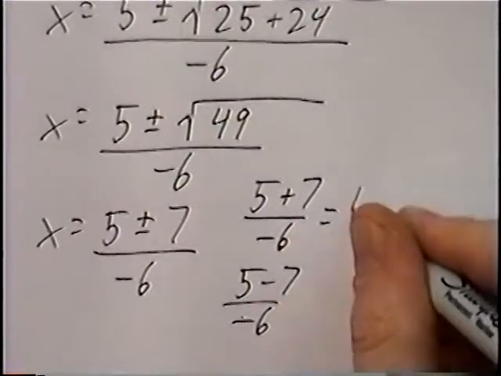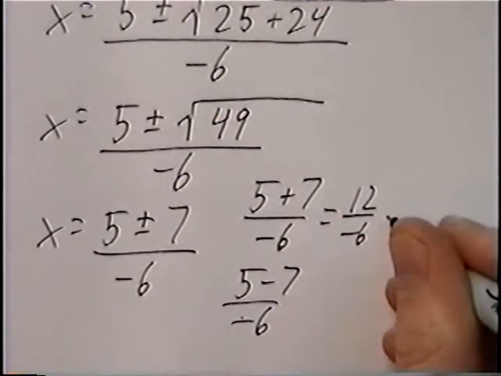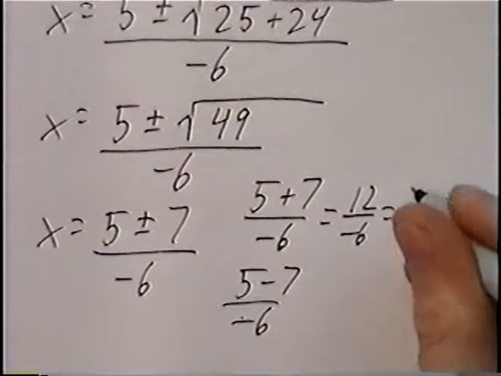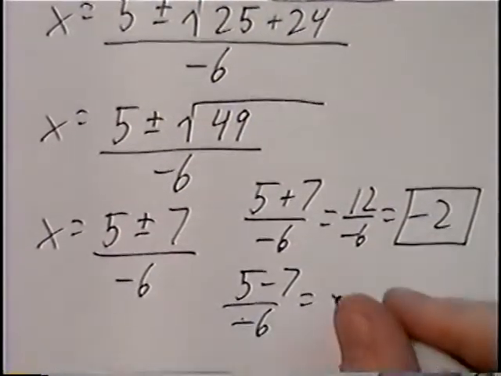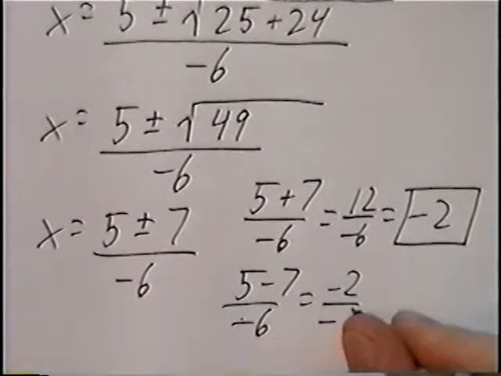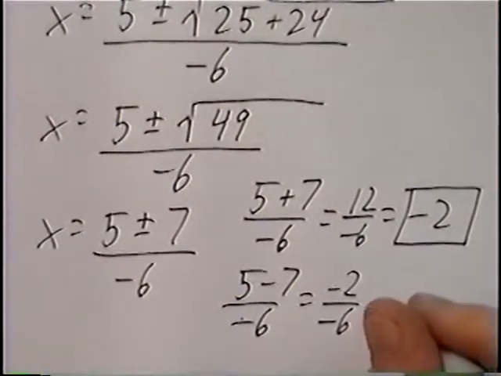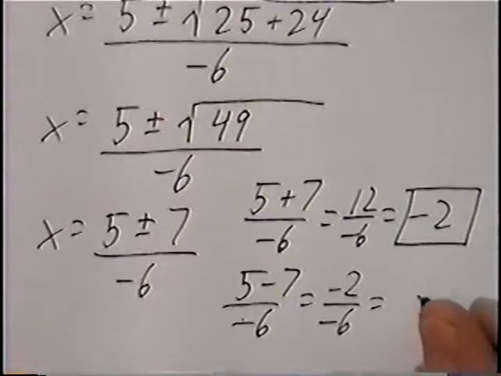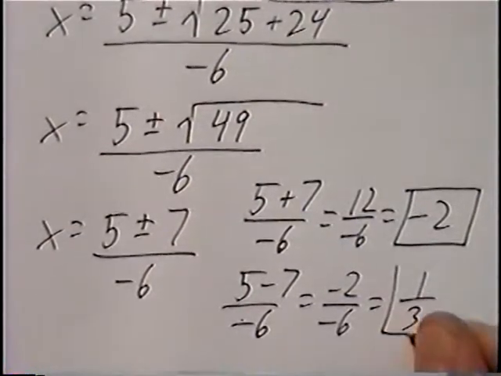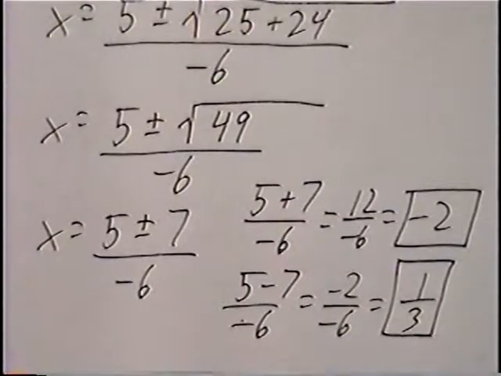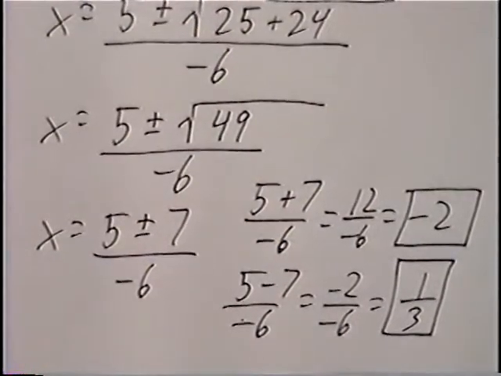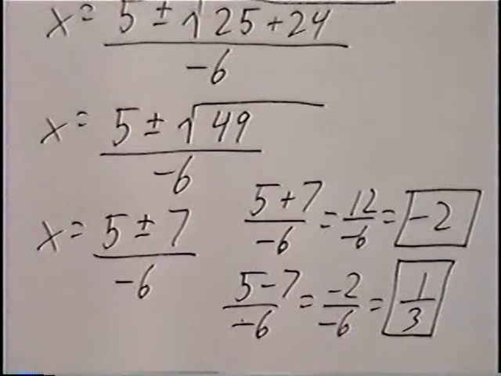5 plus 7 would be 12, divided by negative 6 would be negative 2. And the second answer, 5 minus 7, is negative 2 divided by negative 6. Reducing fractions, that would be 1/3. So the two answers to the equation using the quadratic formula are negative 2 and 1/3.